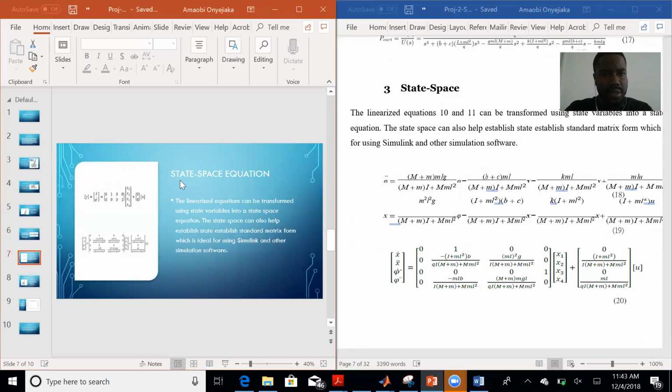Here's our state space equation. It's important to linearize the system because we couldn't run simulations with a nonlinear system. And when we actually do the simulations, we'll also have to go back and build a nonlinear system to be able to test our simulations.